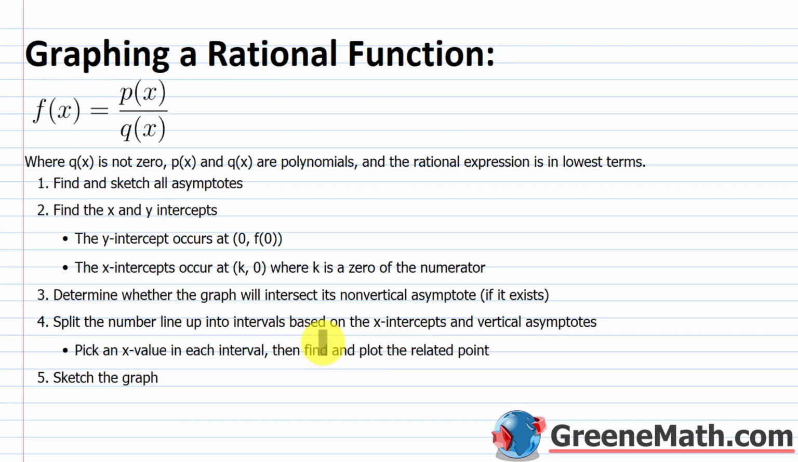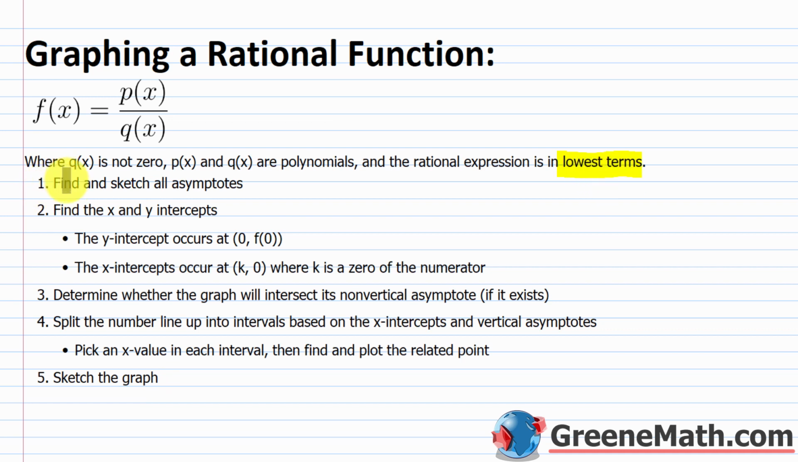All right, let's look at the procedure for graphing a rational function. So we have f of x is equal to p of x over q of x, where q of x, this guy in the denominator, is not 0. P of x and q of x are polynomials, and the rational expression is in lowest terms. So I'm going to highlight that because that's important. Remember, we talked about what would happen if we have to cancel and we have a hole in the graph. So that's not going to apply here. We're going to be looking at things that are already simplified or in lowest terms.